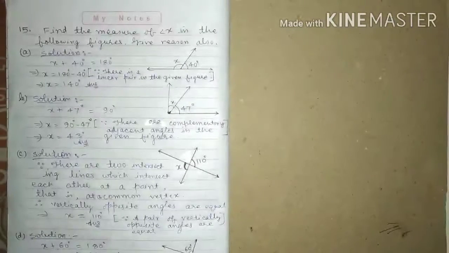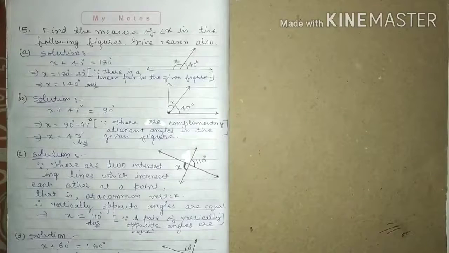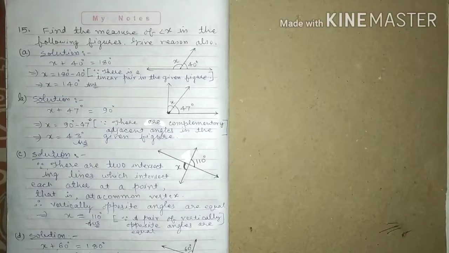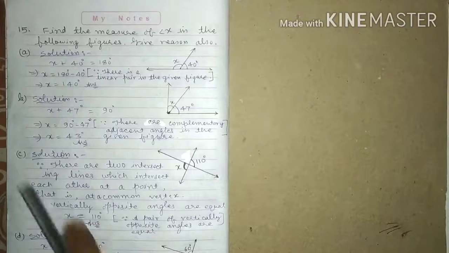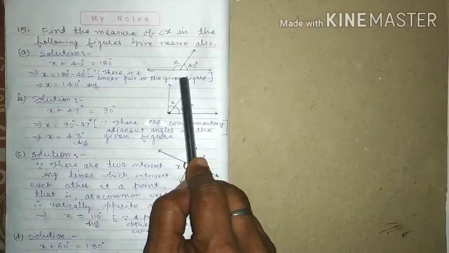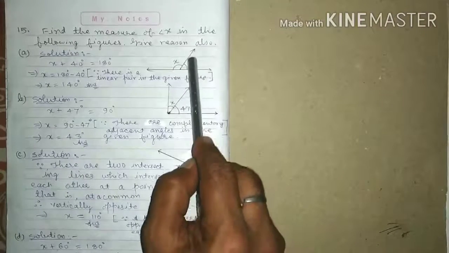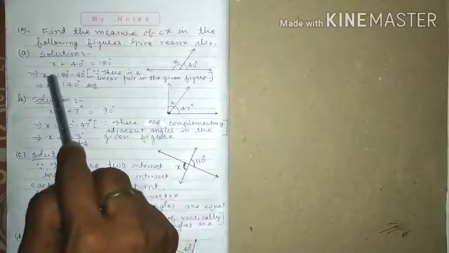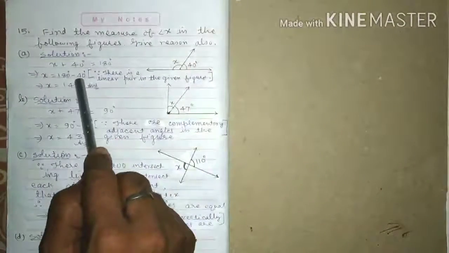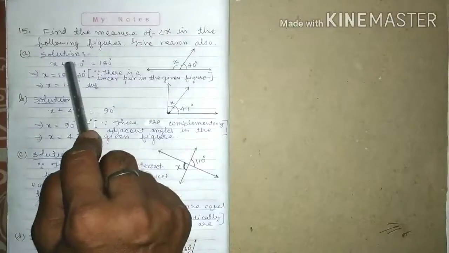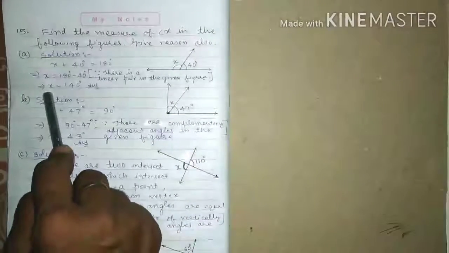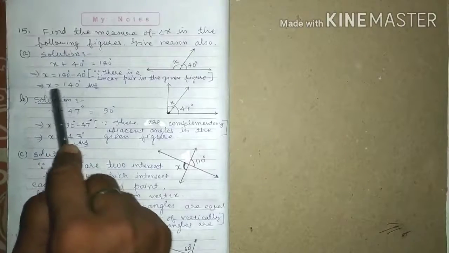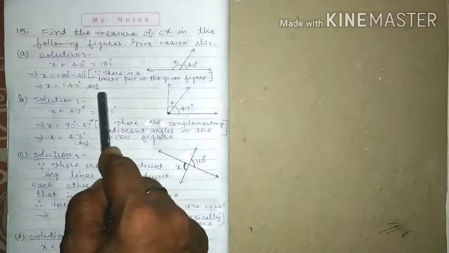Question number 15. Find the measure of angle X in the following figures. Give reason also. Question number A. In this figure, there is a linear pair, so we write x plus 40 degree equals 180 degree. This implies that x is equal to 180 minus 40. 40 degree transpose from LHS to RHS. This implies that x equals 140 degree. This is the answer of question number A.